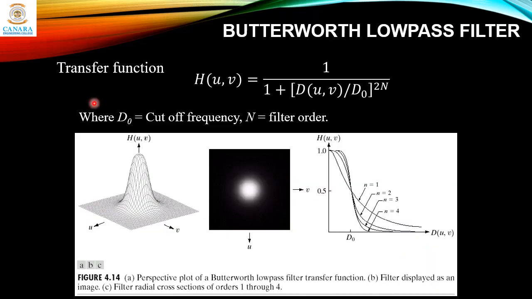The second type of low pass filter that we're going to study is the Butterworth low pass filter, given by the transfer function H(u,v) equal to 1 by 1 plus [D(u,v) by D naught] to the power of 2n, where D naught is the cutoff frequency and n is the filter order.